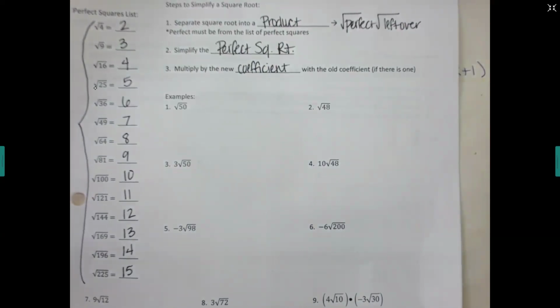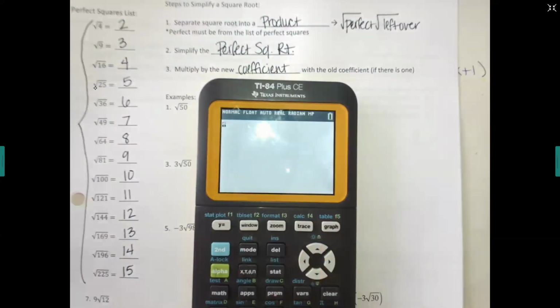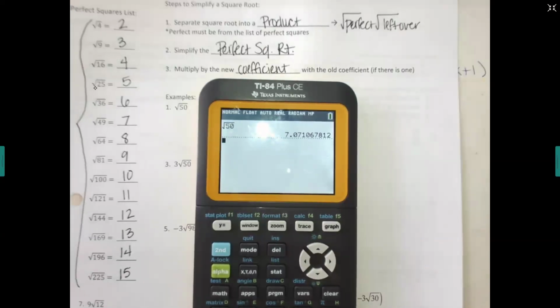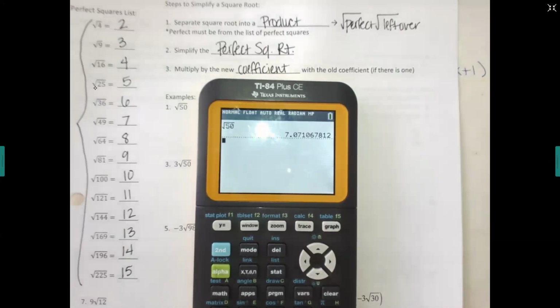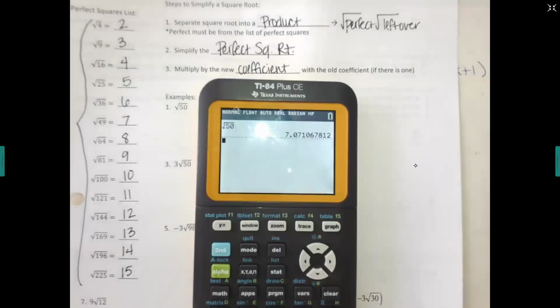So let's start with number 1. We want the square root of 50. Now, if you put that in your calculator, the square root of 50 is a decimal. Okay, it is not perfect. So what we're going to do is we're going to look in the list for what 50 can divide by that is perfect. Now, you want the biggest number. So what I want you to do is find 50 on the list, and then you're going to work your way up. So what is 50 closest to?